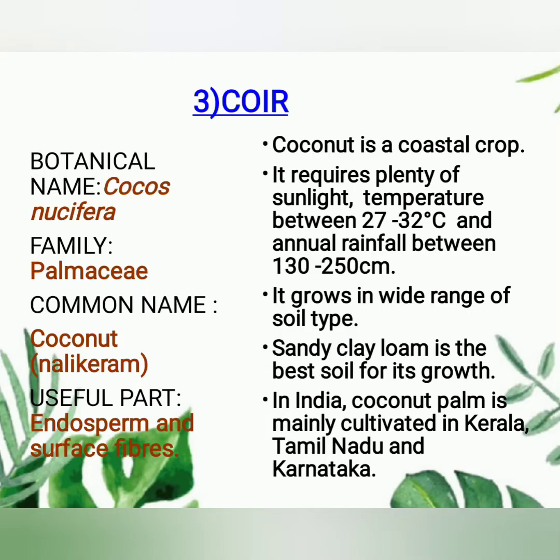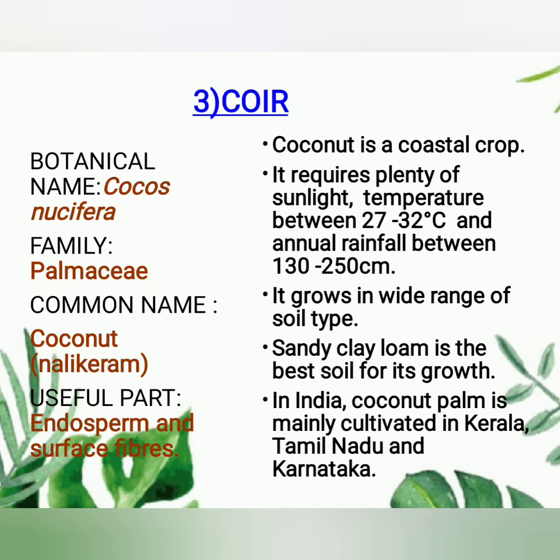Our next fiber yielding plant is coir. The botanical name of coir is Cocos nucifera. It belongs to the family Palmaceae. Common name is Nalikeram. Its useful parts are endosperm and surface fibers.